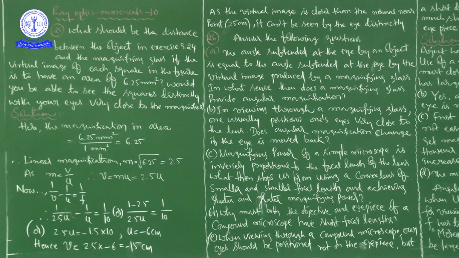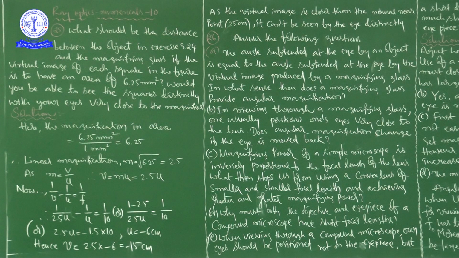When we got that value of u, that is minus 6 centimeters, then v is equal to 2.5 into u. So 2.5 into minus 6 will be minus 15 centimeters. So whatever he is asking, the distance between the object and the magnifying glass, that is here 15 centimeters. v is equal to 15 centimeters.